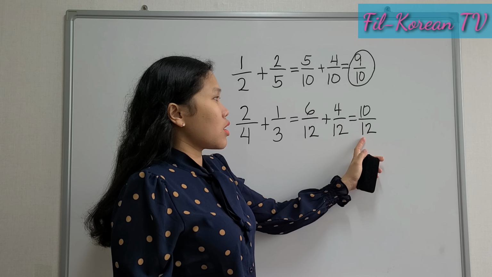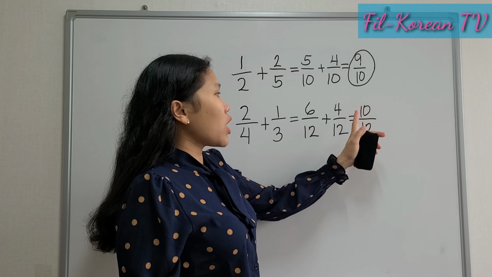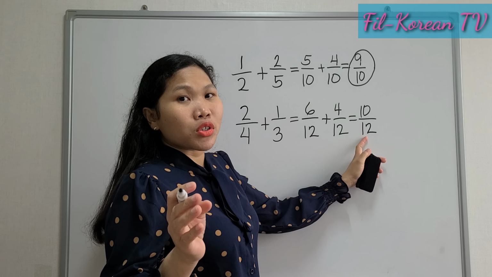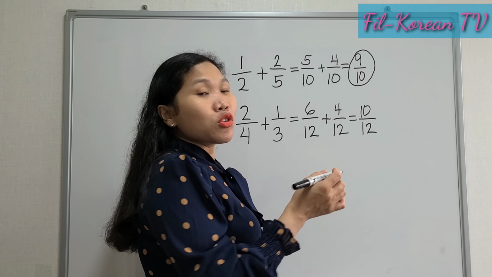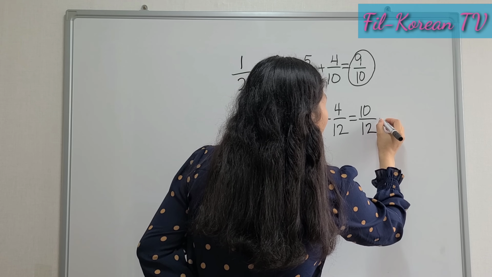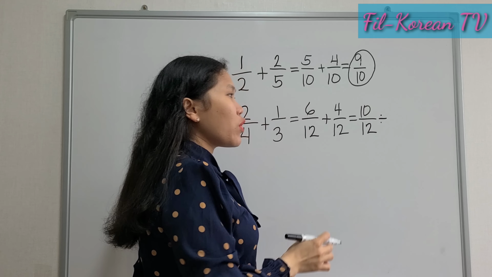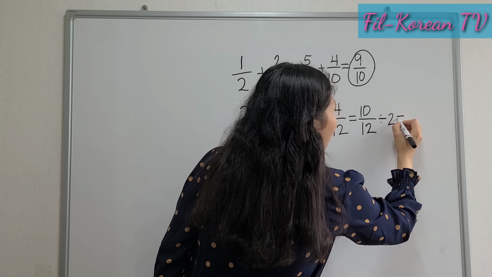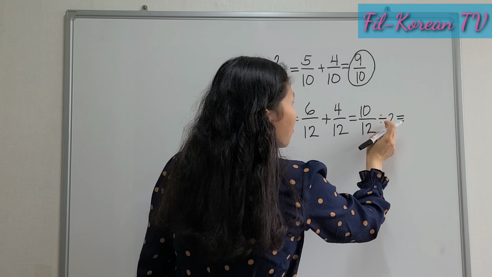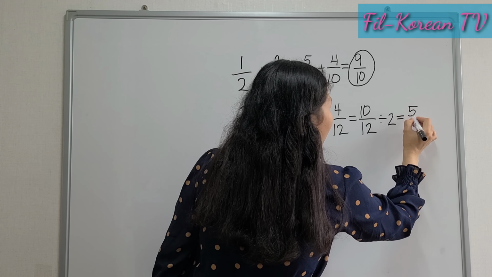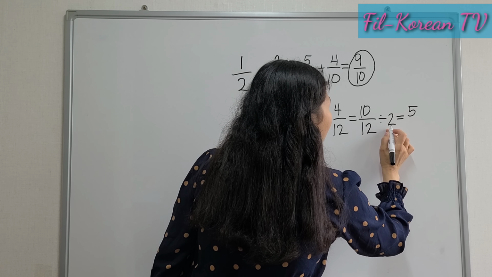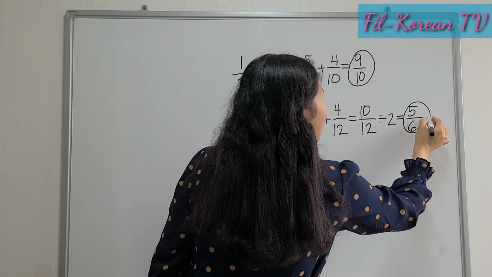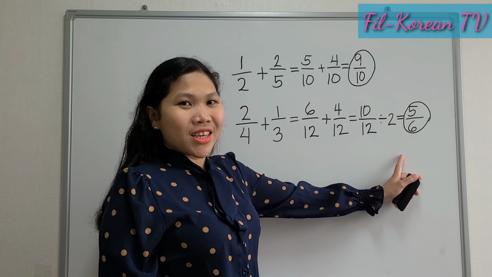Proper fraction. But the numerator and the denominator have common factors. So we can reduce this to lowest term. Get the GCF. The GCF of 10 and 12 is 2. So we are going to divide. 10 divided by 2 equals 5. And 12 divided by 2 equals 6. The answer now is 5/6.